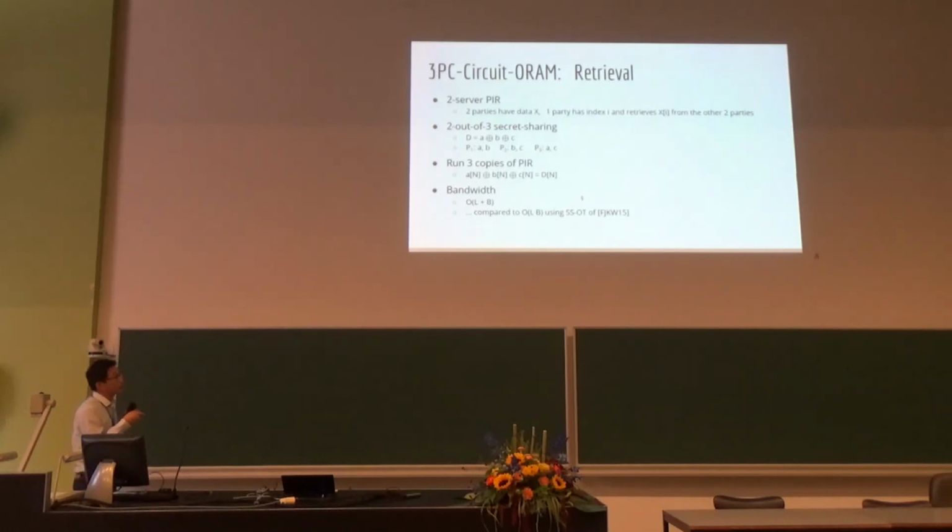The advantage of doing this is that now the bandwidth from the two-server PIR is O(L plus B), where L is the data array length and B is the data block size, compared to the secret shared OT approach where the complexity is O(L times B).